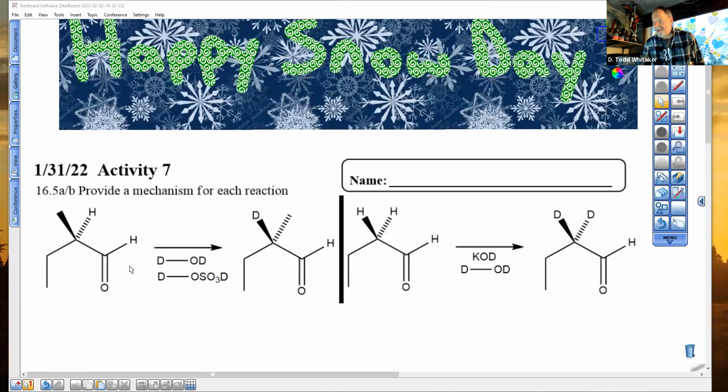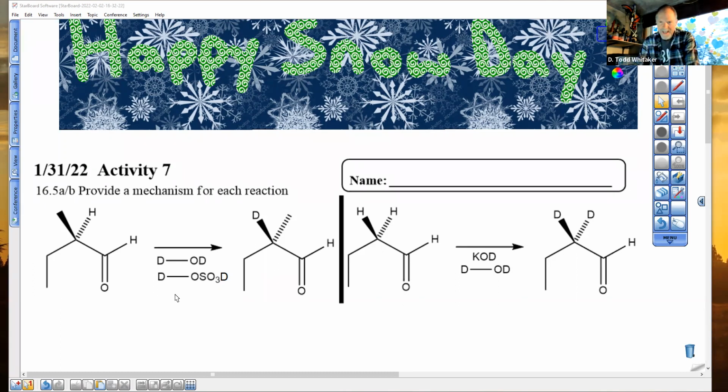In both of these reactions, the alpha position of the aldehyde, this would also work for ketones, has a replacement of a hydrogen with, in this case, a deuterium. And in this case, both alpha hydrogens are replaced by deuterium.